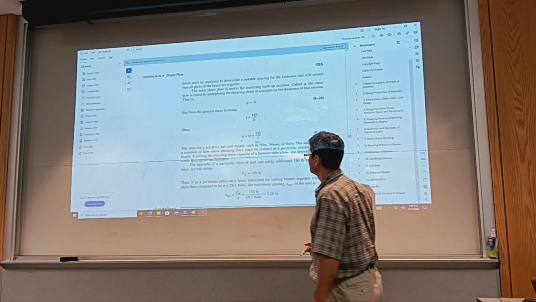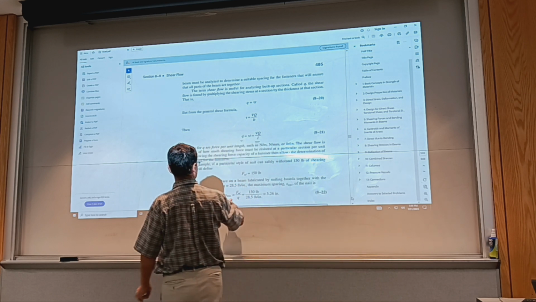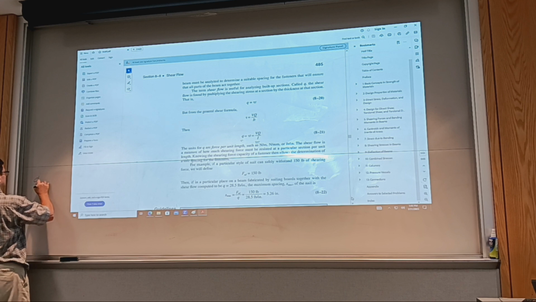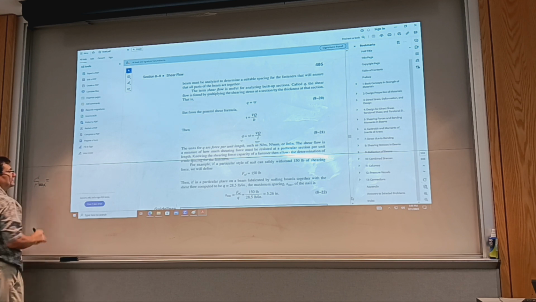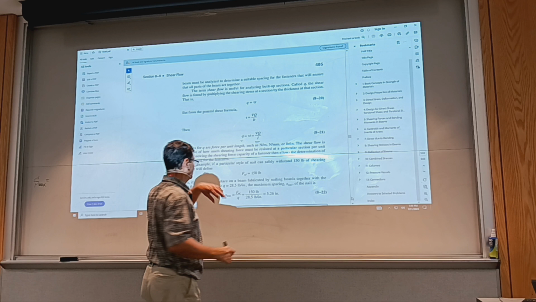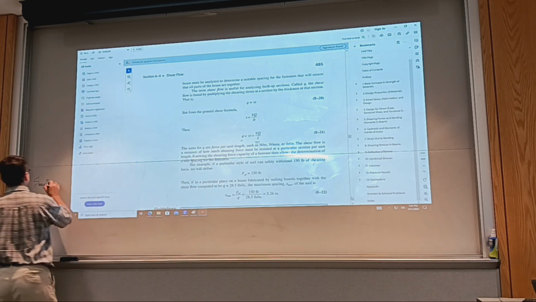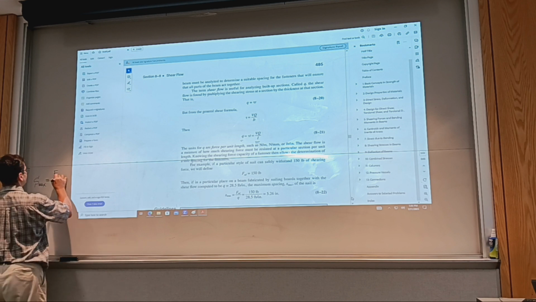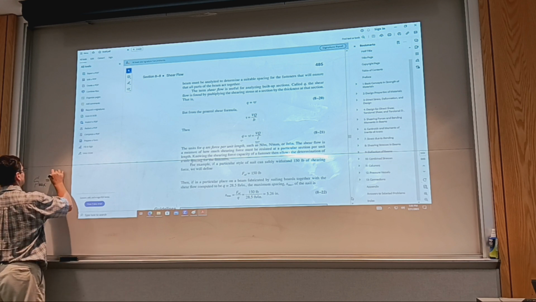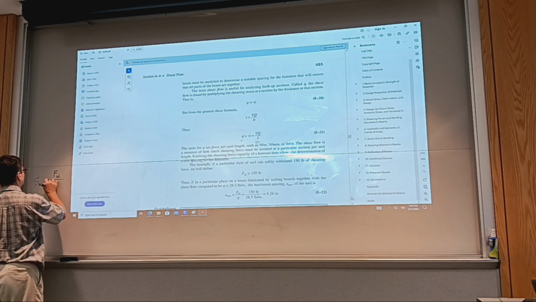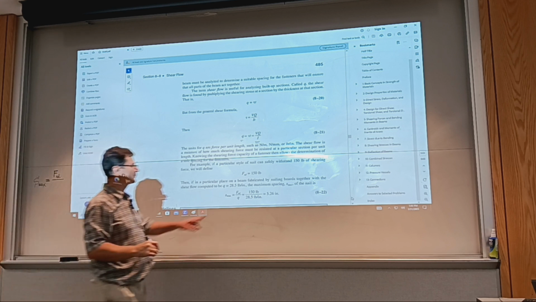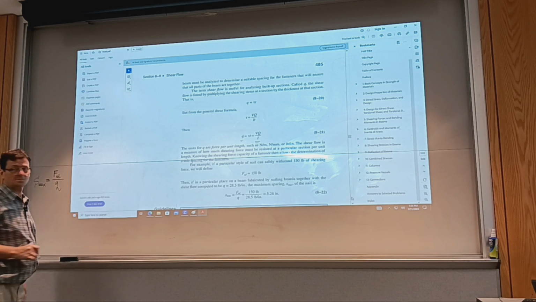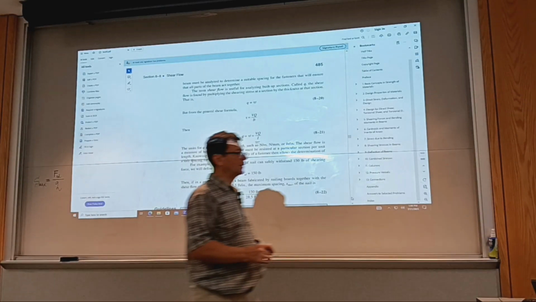And then the distance between fasteners, s max, is going to be, we write this down, F, the maximum allowed shear force per fastener, divided by shear flow, q. Does that make sense?